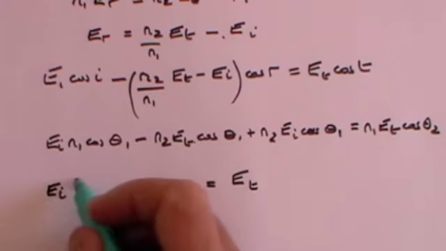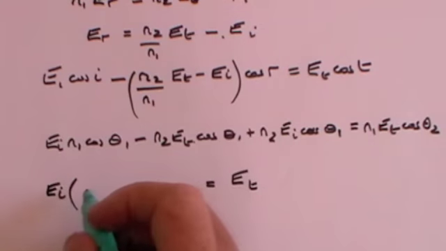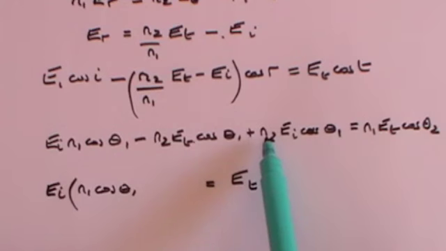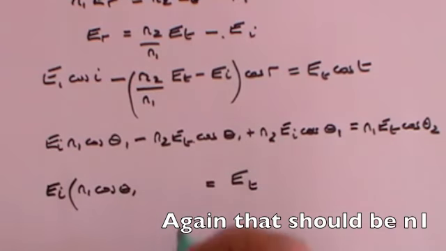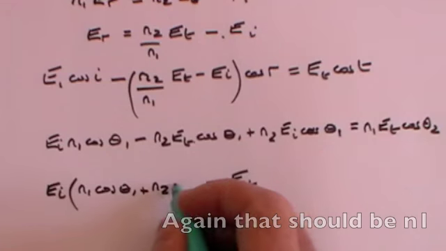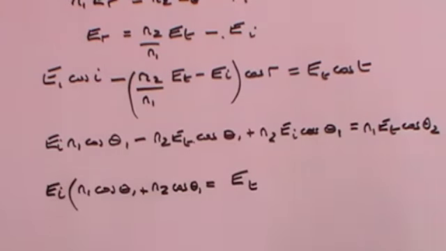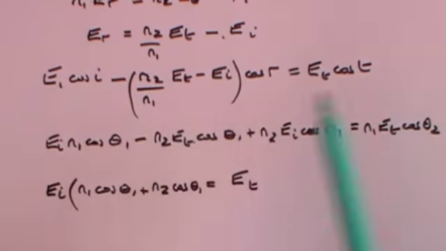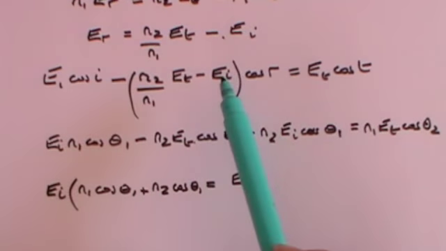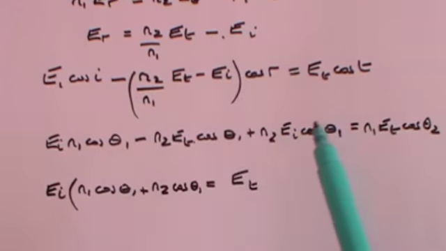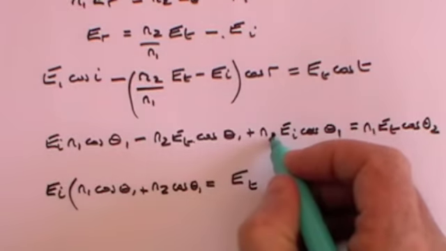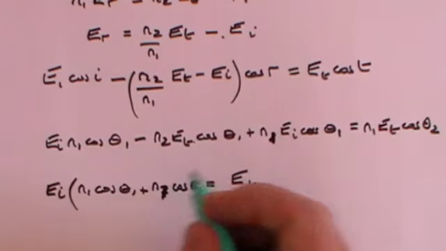So what have we got? For ei, I've got an n1 cos theta 1, and I've got a plus n2 cos theta 1. Sorry, I've just spotted an error. When we multiplied by n1 throughout in this equation to get this equation, I should have multiplied ei by n1, not by n2. So that should be n1 and that should be n1.